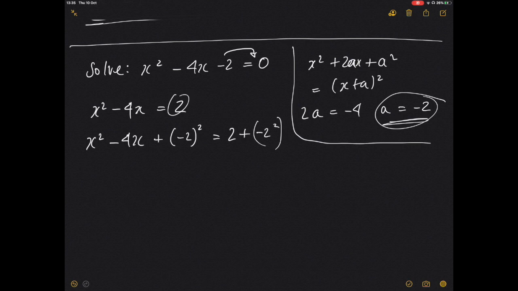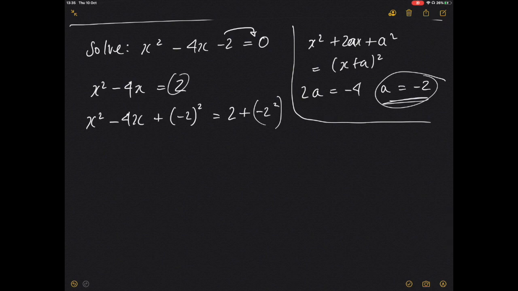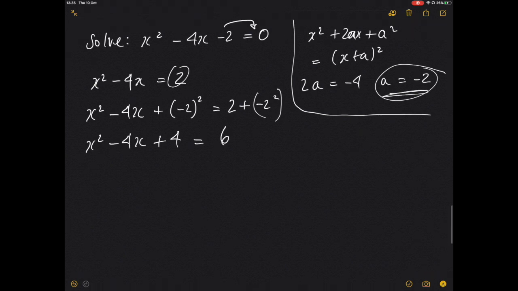Okay, so we have our answer, so we can begin to tidy this up a little bit. We have x squared minus 4x plus 4 equals 2 plus -2 squared, which equals 6. We can again get this into this form here. So we can say that x plus, it's our -4, sorry, so it's -2, squared equals 6. So we then have a solution to our problem.